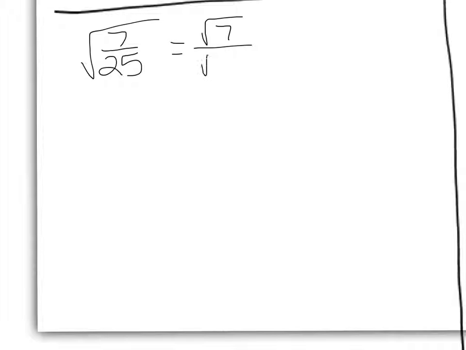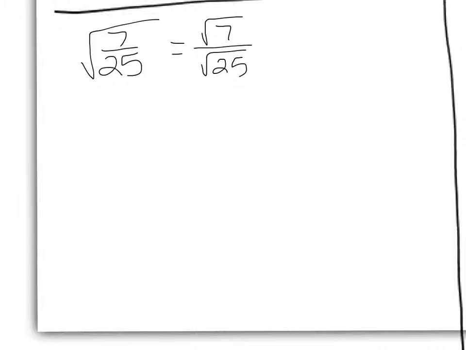Alright, now the last thing we're going to do today is learn about simplifying square roots that are division problems. So I want to simplify the square root of 7 over 25. Now here is a rule that we haven't talked about yet. If I have the square root of 7 divided by 25, that means the same thing as the square root of 7 over the square root of 25.